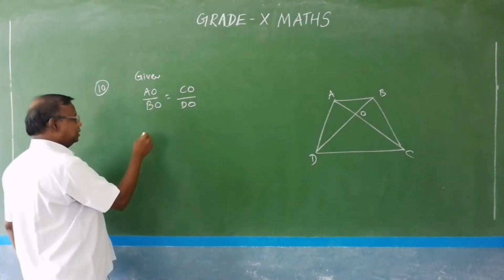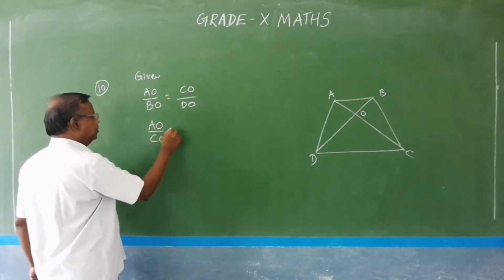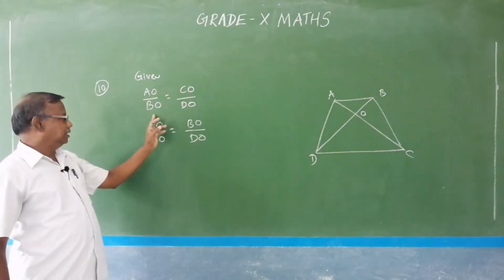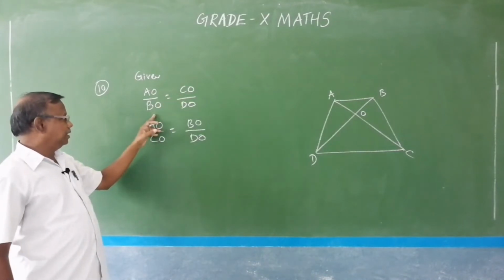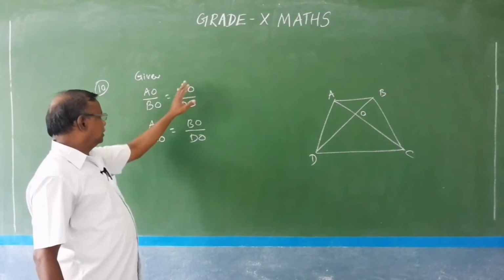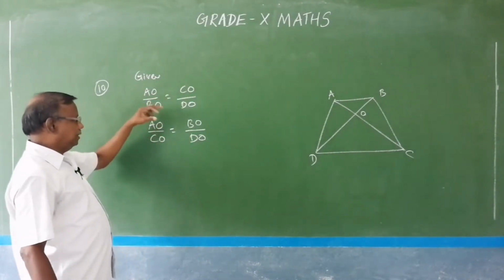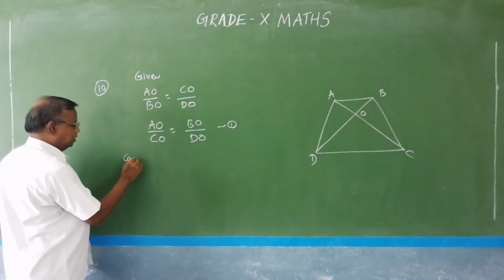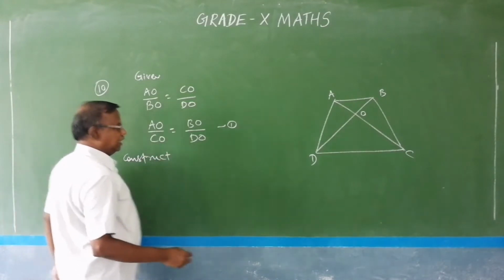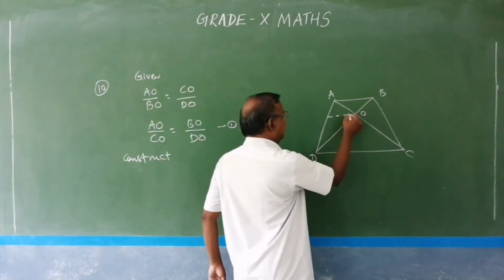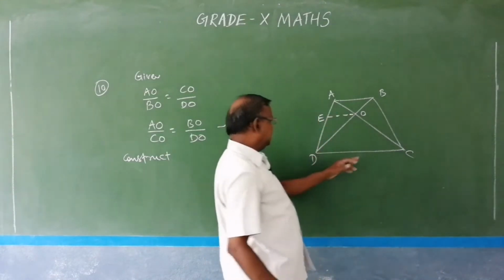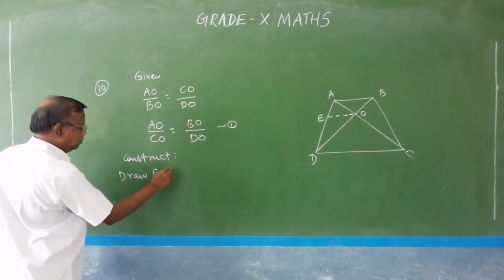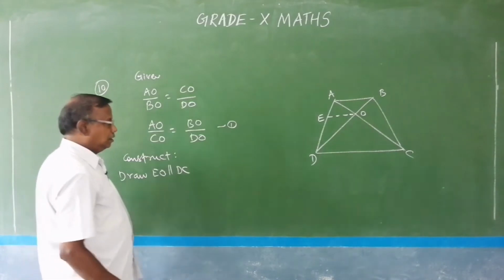Let us rewrite this ratio, that is AO by CO equal to BO by DO. I brought the CO to the left hand side, that will be the denominator of the LHS, and brought the BO to the other side. So, it will be AO by CO equal to BO by DO. Say this is one. And for the construction, let us construct a line EO parallel to DC. Draw EO parallel to DC.